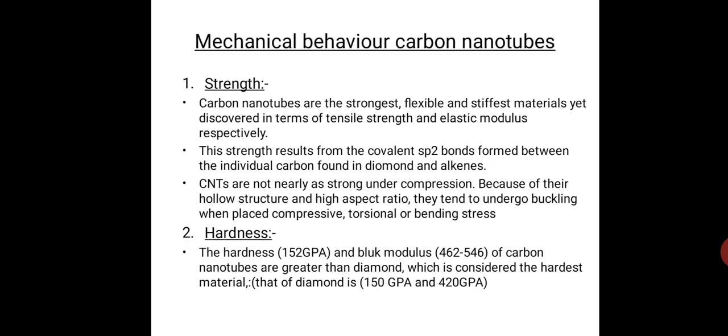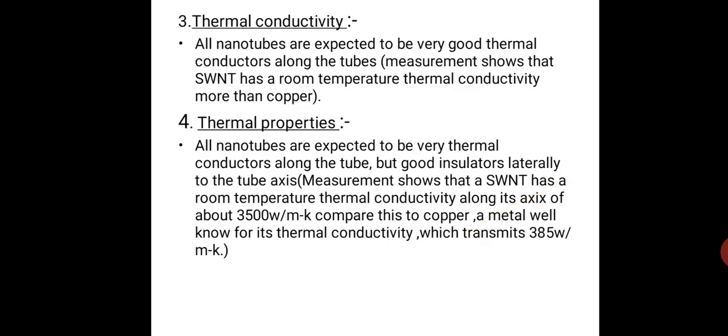Hardness. So coming to the hardness, it is 152 GPa and bulk modulus is between 462 to 546 GPa for carbon nanotubes, which is greater than diamond, which is considered the hardest material. That is, diamond is 150 GPa to 420 GPa. So coming to the thermal conductivity, all nanotubes are expected to be very good thermal conductors along the tubes. Measurement shows that single wall carbon nanotubes have a room temperature thermal conductivity more than copper.